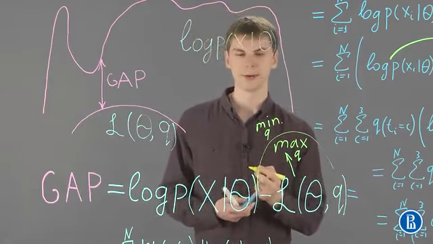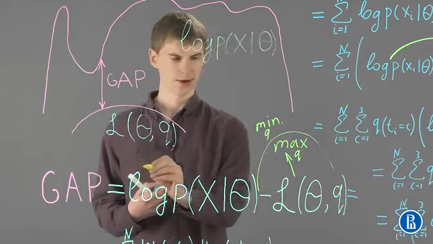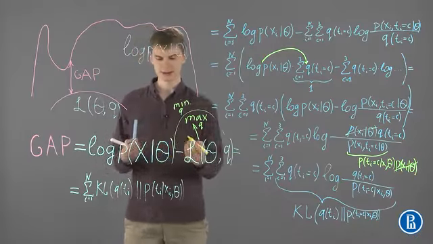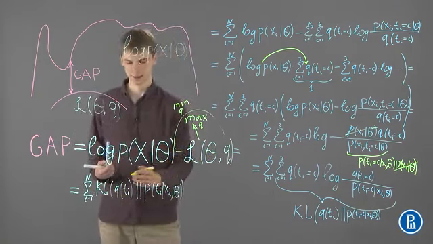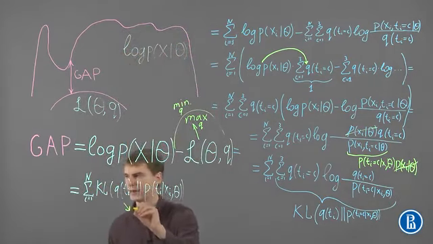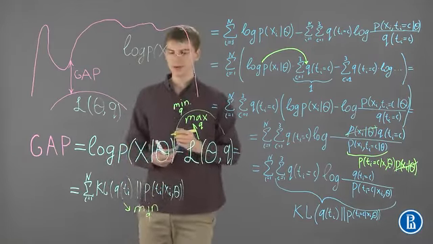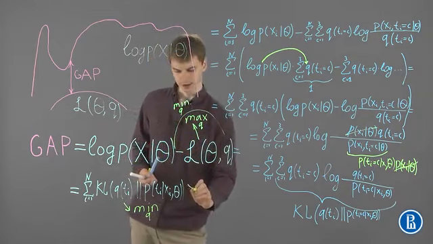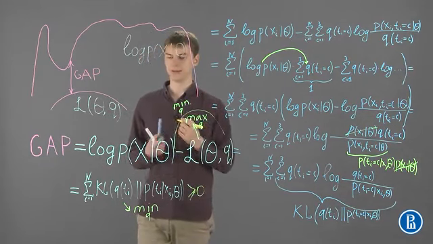And note that the marginal log likelihood doesn't depend on Q at all. So we can as well minimize this whole difference. So maximizing the lower bound is the same as minimizing this difference, and minimizing this difference is the same as minimizing this sum of KL divergences, because this is what the difference is. So maximizing the lower bound is the same as minimizing the sum of the KL divergences with respect to Q. And recall that KL divergences have two main properties. First of all, they are always non-negative. And second of all, they equal zero whenever the distributions coincide.